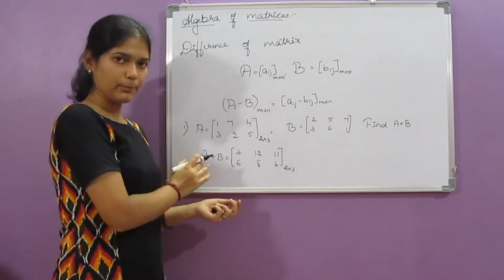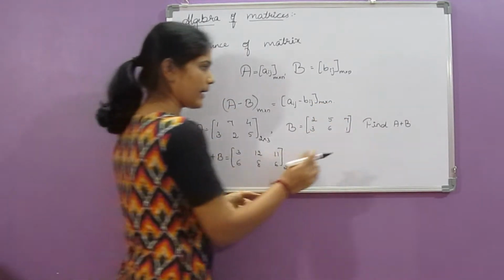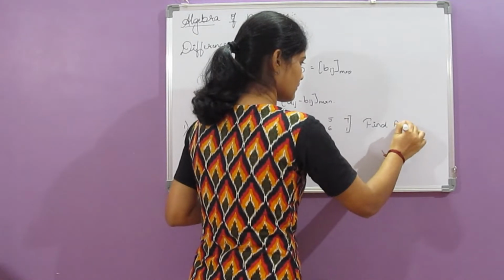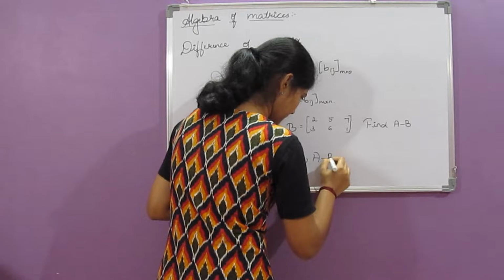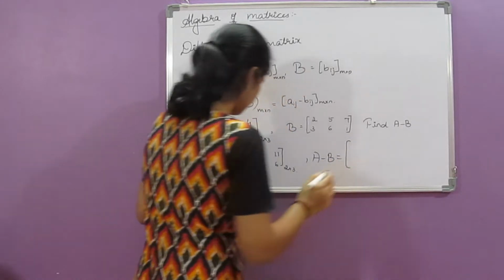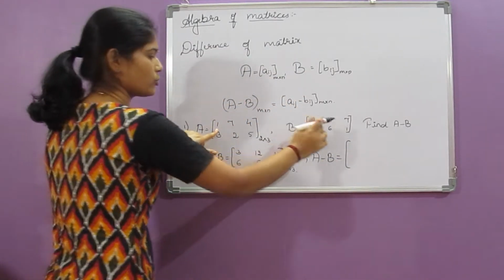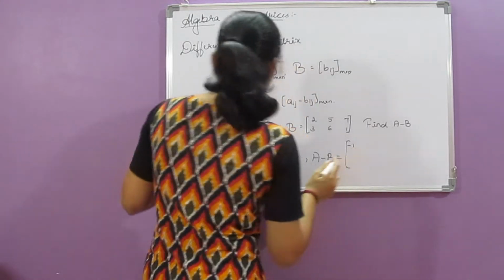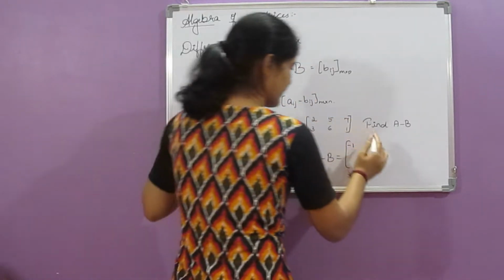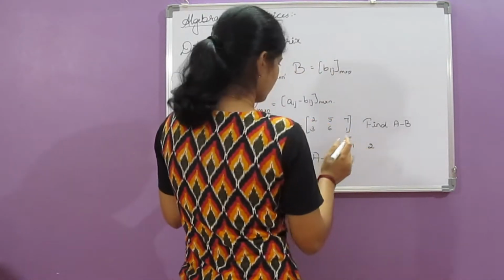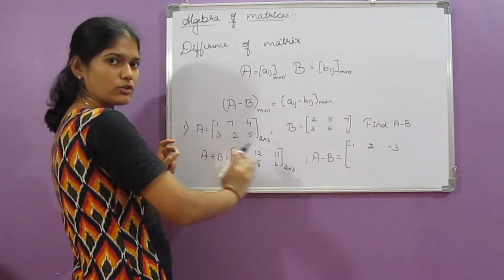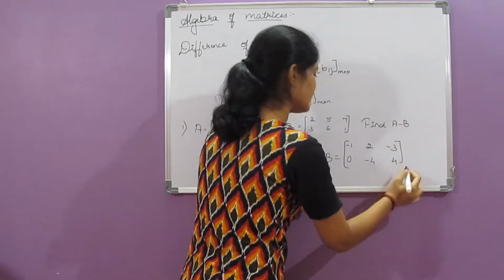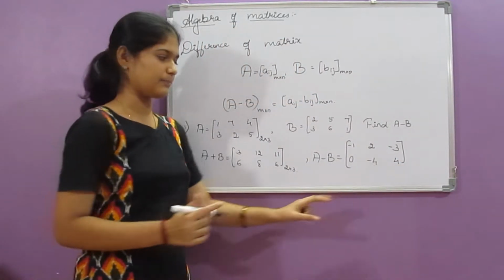So for the same problem, now we will find A minus B. So A minus B will be 1 minus 2, that is minus 1. Second entry is 7 minus 5, that is 2. Next 4 minus 7, minus 3. Then we can continue same for the second row. This is the matrix A minus B.